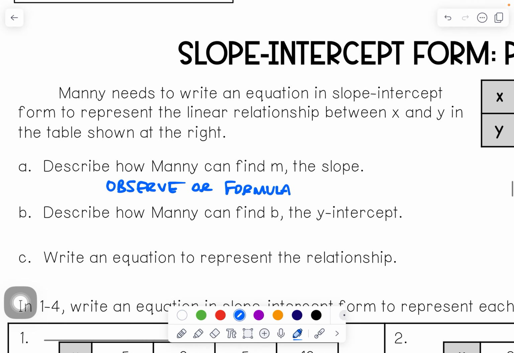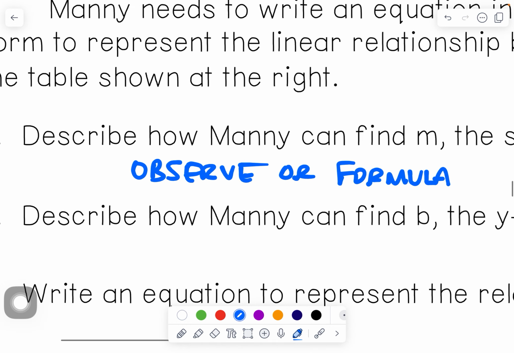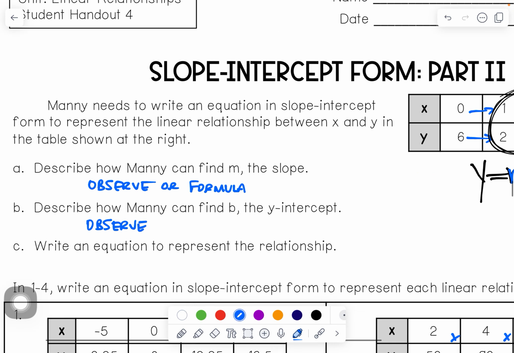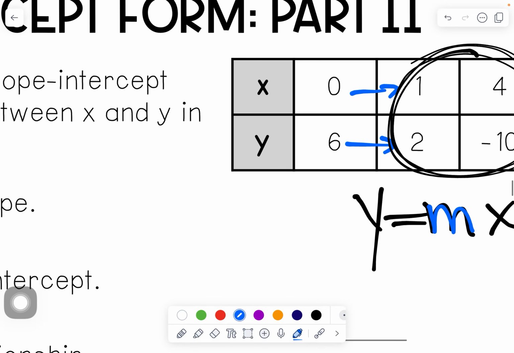Okay, describe how Manny can find the y-intercept. So again, that should be an observation if x equals 0 is in the table. In this case, right here, x equals 0 is in the table, which means that number 6 is our b value.